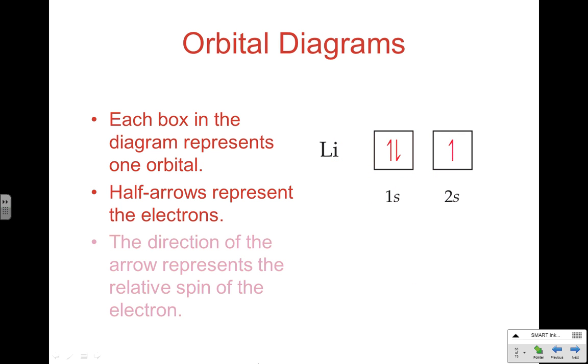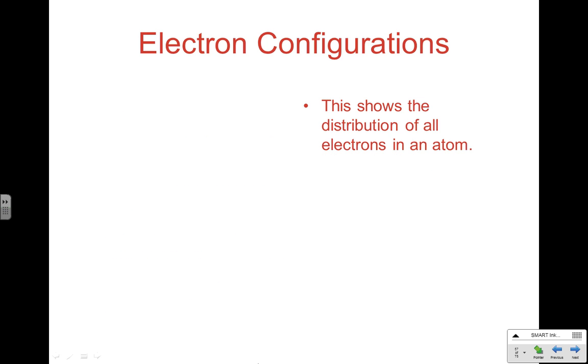Now each box in the diagram we were looking at represents an orbital. And our half arrows or full arrows, you can draw them either way, represent our electrons. And remember, the direction the arrow is pointing represents the spin. So we always put the positive 1/2 spin in first, so we put an up arrow in first when we're filling these. So lithium, which has 3 electrons, the first 2 electrons would fill the 1s, and that third electron would be an up arrow in that 2s orbital.